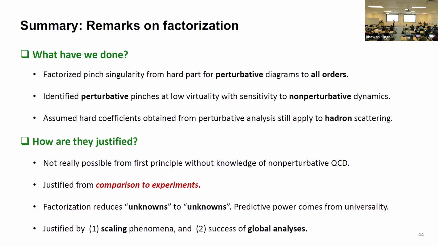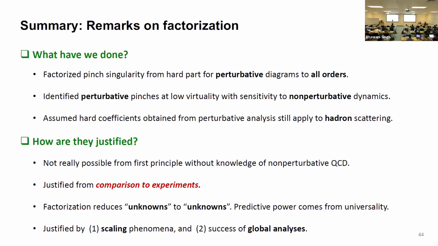And in doing this, we have to always remind ourselves that the factorization formula, although it's very powerful, is also kind of special because it reduces unknowns to unknowns. We don't know how to calculate hadron scattering, but we reduce it to something we still don't know. The PDF, we don't know. We can write down the operator definition, but we don't know the actual values. So they have to be fitted from data. The predictive power of factorization comes from the universality of these non-perturbative functions. And it is this universality that allows us to make predictions and compare to experiments.